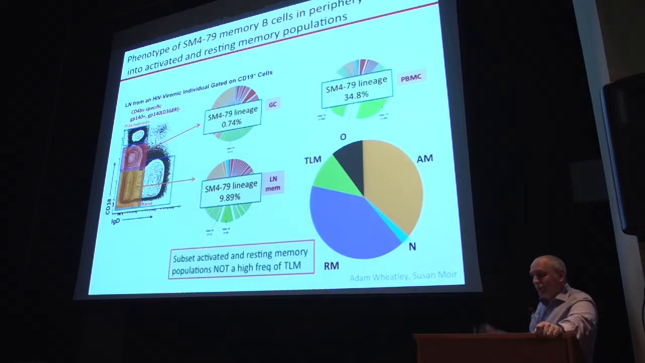If we go back and we think about what's the phenotype of those cells, well, I told you that there was an accumulation of tissue-like memory in HIV-positive individuals. This is actually not that big a population. So if we take this same lineage, the SM479, they mostly fall into the activated and resting memory populations. Clearly, this is very interesting from a transcriptomics point of view, and so we're actually following this up right now.